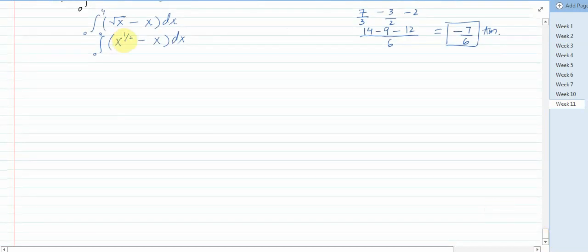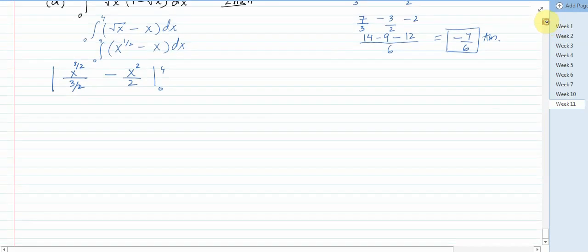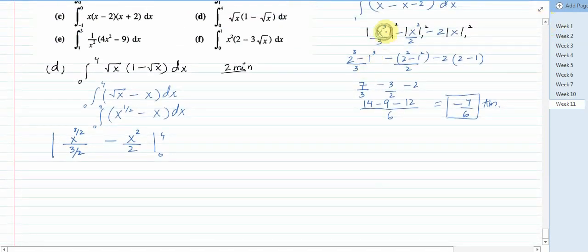So x to the power 1 upon 2, after integrating, will be x to the power 3 upon 2, divided by 3 upon 2, alright, minus the integral of x, which is x square divided by 2. And now we can apply the limits, 0 to 4, in this way as well. Either you apply in this way or you apply in this way. These two are the same, alright.